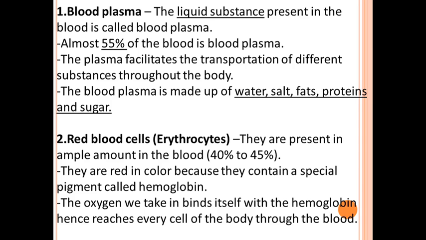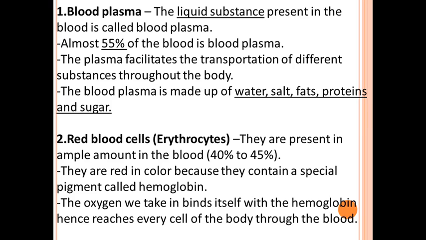Then we learned the components of blood, that is, which components are present in the blood. Blood plasma is 55%. Plasma is important in the blood and it is made up of water, salt, fats, proteins and sugar. Then RBC, that is red blood cells, also called erythrocytes. 40 to 45% of the blood is RBCs. In them, hemoglobin, a red color pigment, is present.